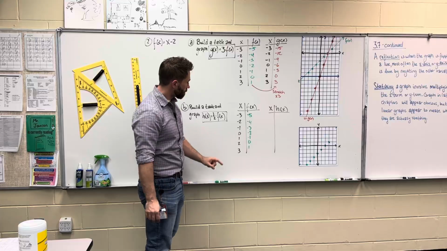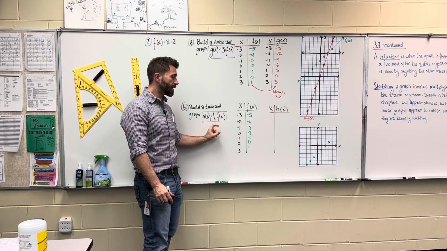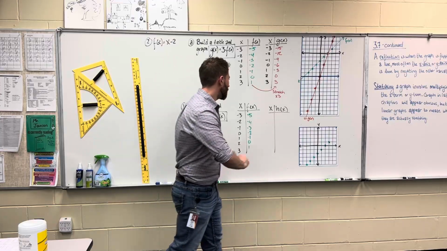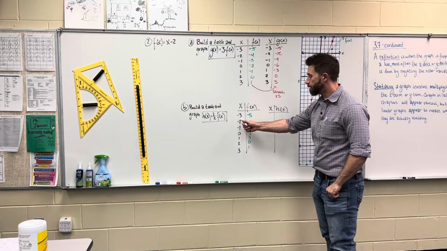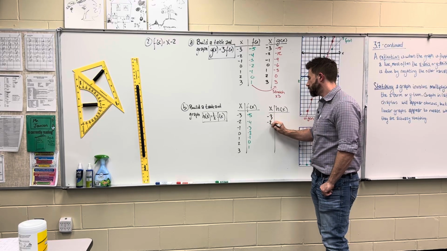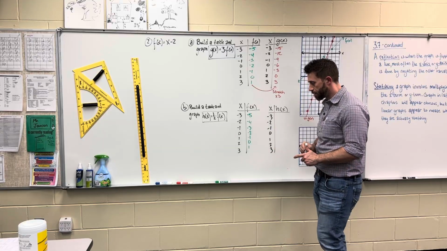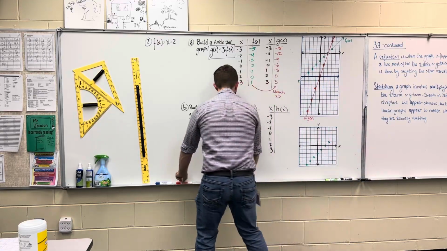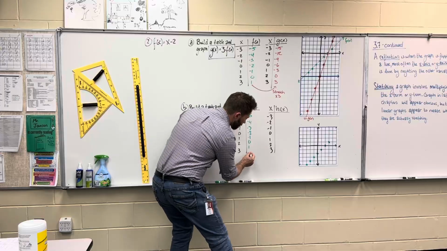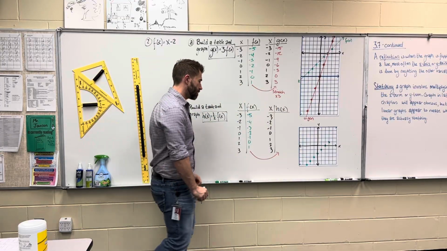Now, again, it doesn't say anything about the input. The x is completely normal. I'm taking the output and cutting it in half. So I'm going to keep the same input I originally had. -3 stays, -2, -1, 0, 1, 2, and 3. I keep those. But what I do is I take all of these green points, and when I bring them over, cut them in half.